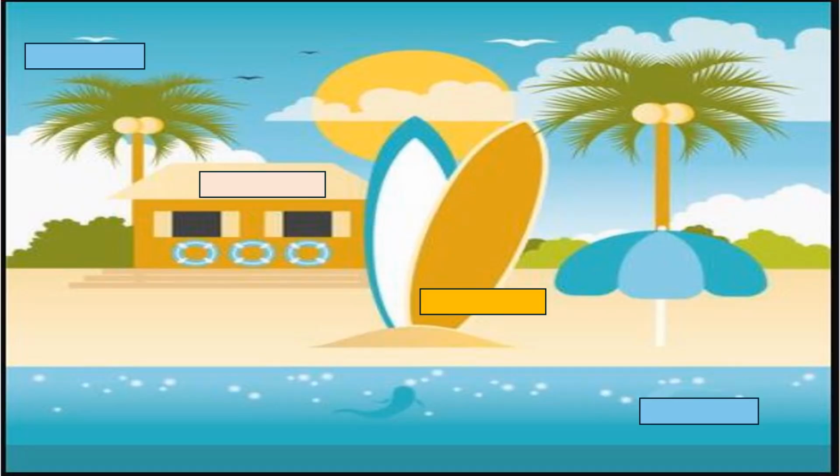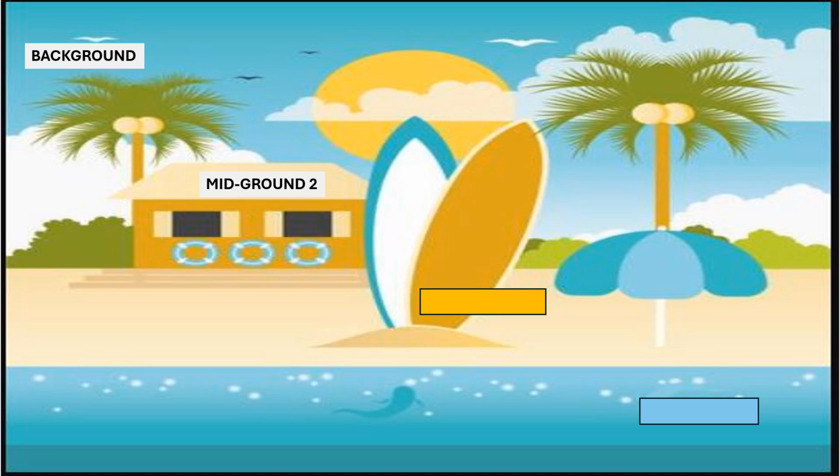Now, for many types of landscapes, we try to divide our art into four main areas. The background, that's where our sun and clouds and birds in the distance can be. Our midground two, that's where we have things that would be on the sand or on the land, but further away from what we can currently see closest to us.